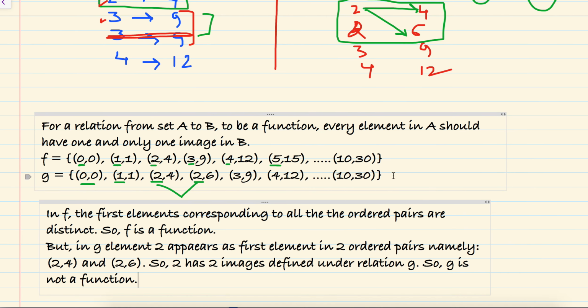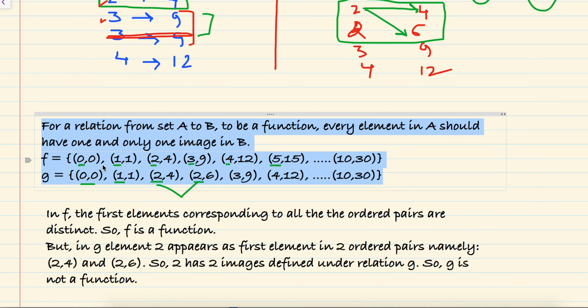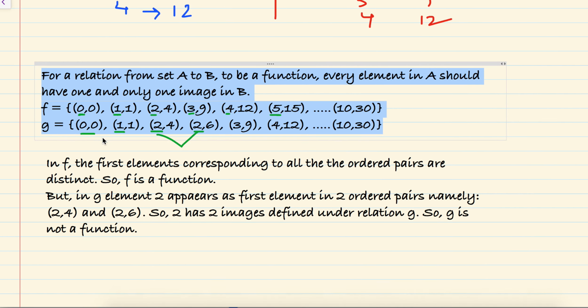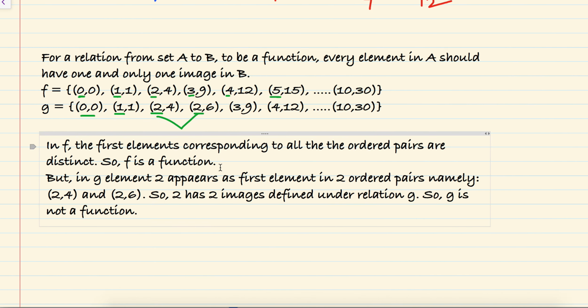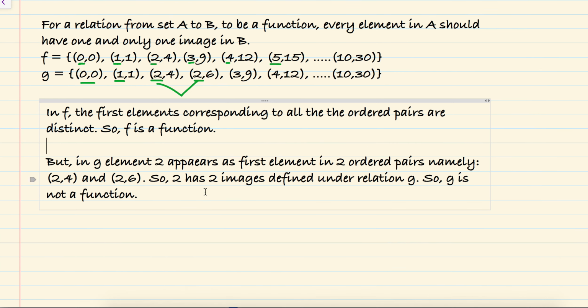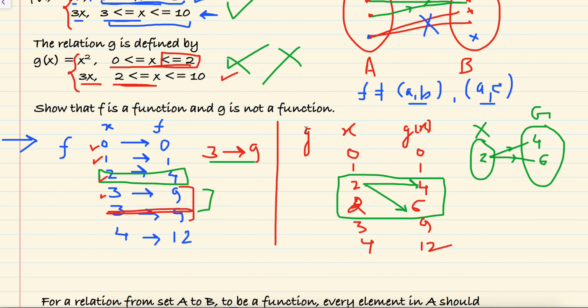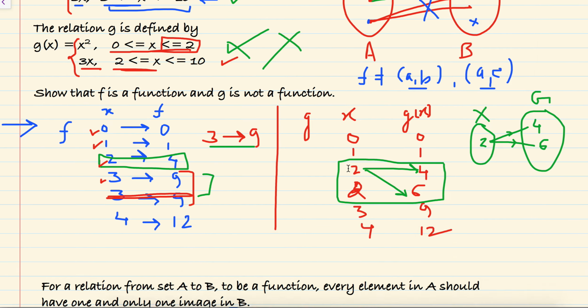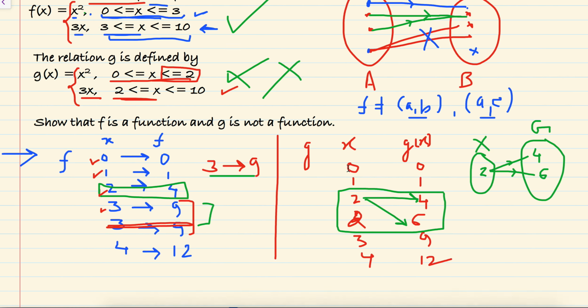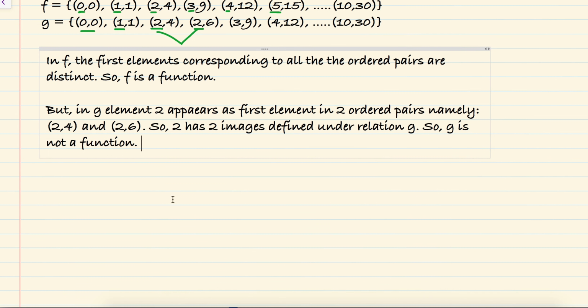So we have to write the actual ordered pairs defined by F and G, and then we see that if all the first elements are distinct, then it's a function, and if in the ordered pairs defined by a relation the first elements are not distinct, and are repeated, then we can say that it's not a function. We can explain it diagrammatically using this, but this is not required. This was just for understanding purpose. So now we will see the fourth example.